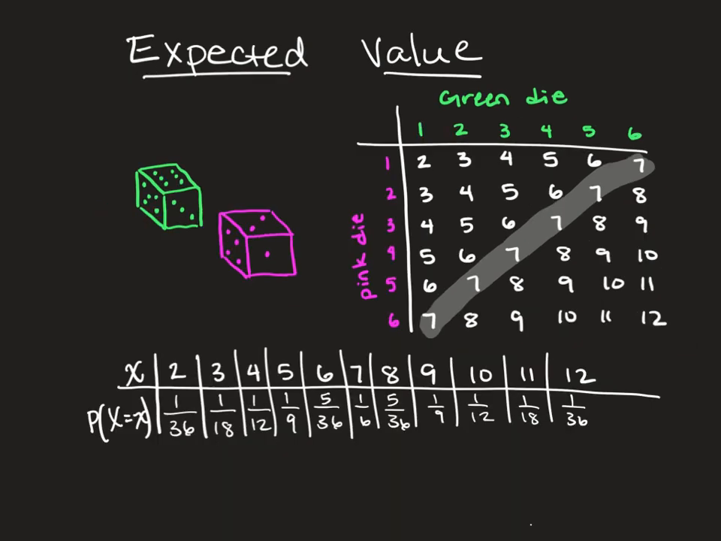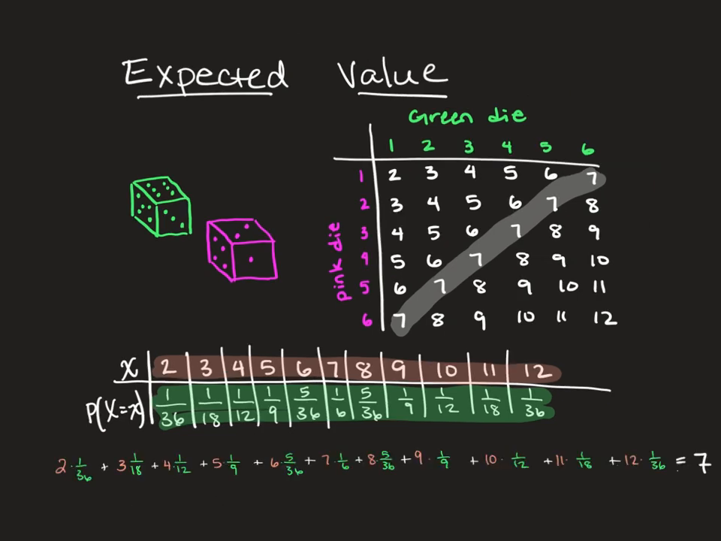If you want to actually calculate the expected value, what we're going to do is take the outcomes themselves and multiply them by the probabilities of getting each of those outcomes. So we'd start with 2 times 1 out of 36. To that we would add 3 times 1 out of 18, etc. And by the time you're done with that, you will just get 7. So that is the expected value of the sum of 2 dice.